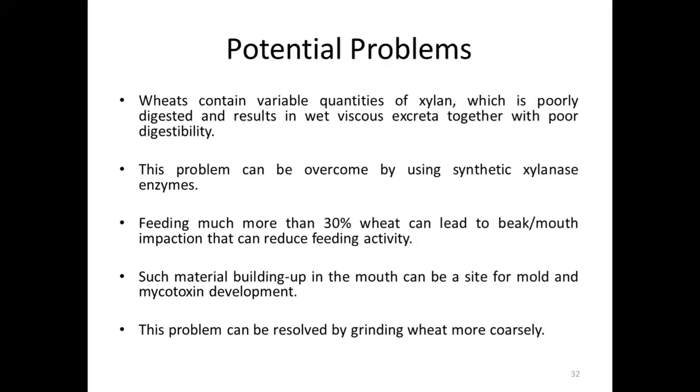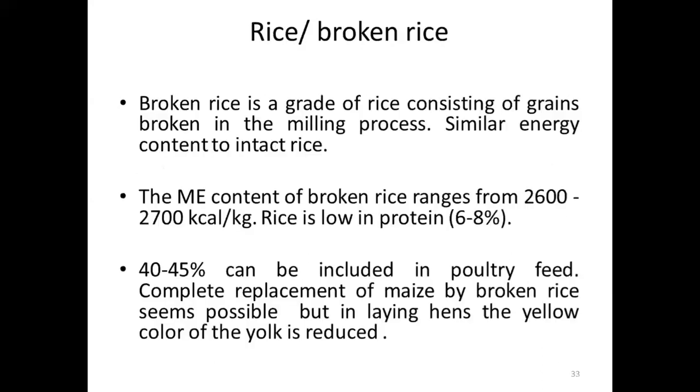Feeding much more than 30% wheat in the diet can lead to beak or mouth impaction that can reduce the feeding activity, as well as provide the opportunity for mold and mycotoxin development, because gum forms in the beak of the bird. So there will be mold development and mycotoxin development. This problem can be resolved by grinding the wheat more coarsely, making coarse grains.